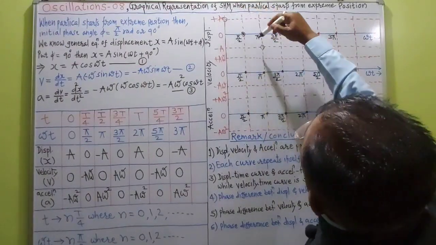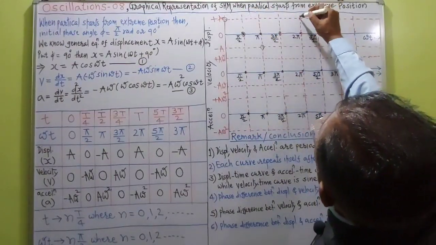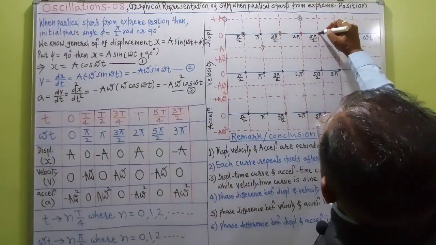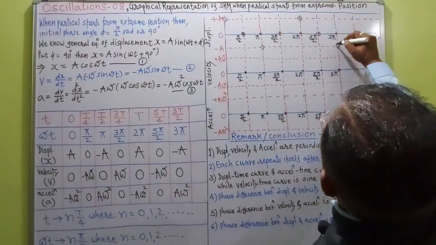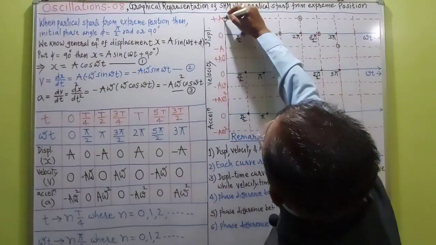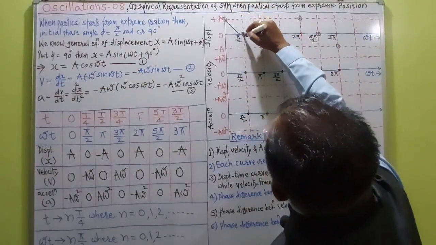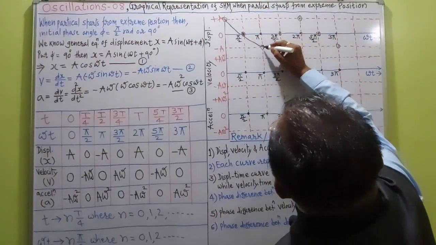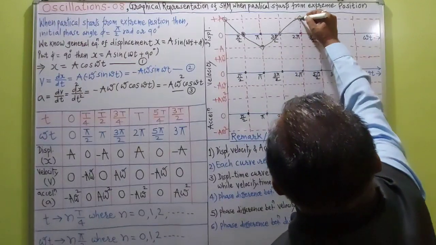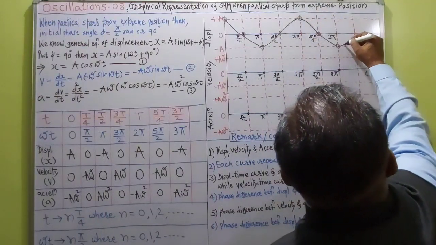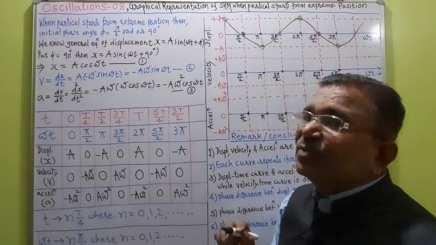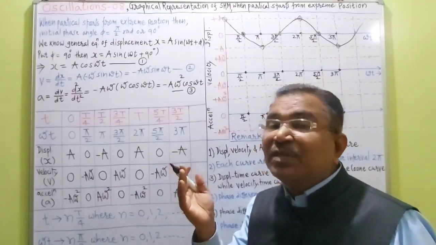So the graph is like this. The next points will come here. And the nature of the graph is like this. See here, this is the nature of the graph. This is the graph of displacement.